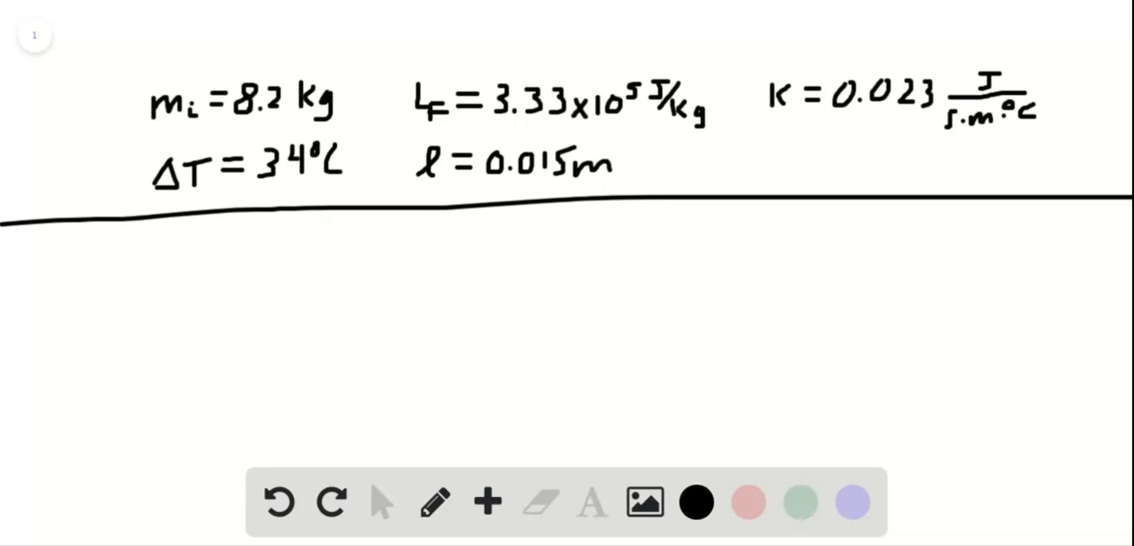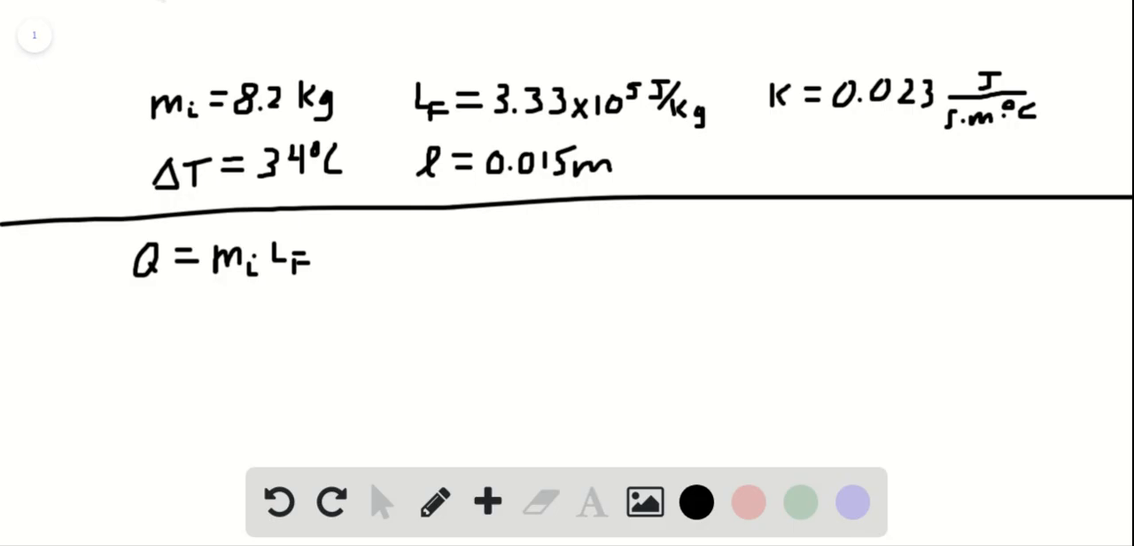So this is an example in this question of heat conduction. The heat conduction is the heat released by the melting ice. So Q is equal to Mi times LF, where LF is the latent heat constant. Mi is the mass of the ice.